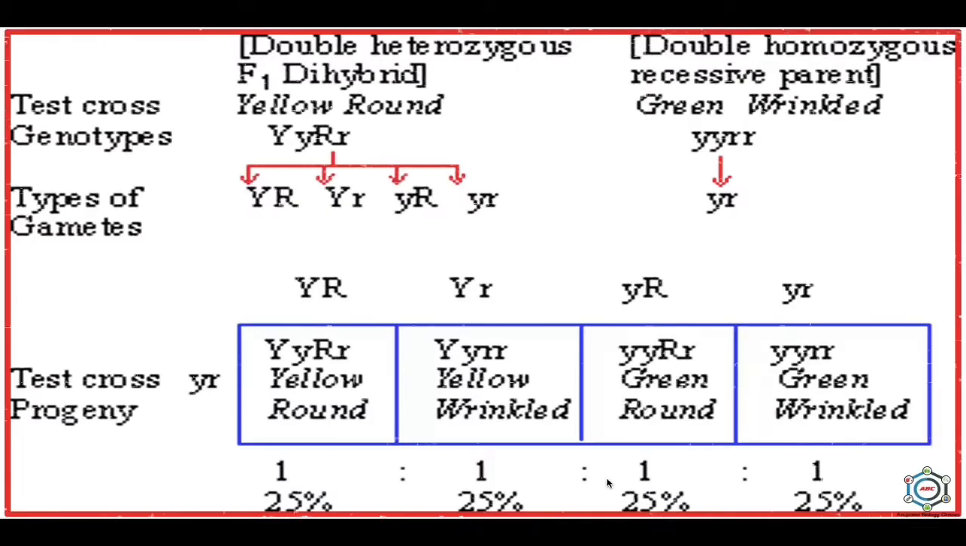Here it shows a dihybrid test cross. So if an F1 individual, that is capital Y small y capital R small r, is crossed with a homozygous recessive parent, that is green wrinkled, then in the F2 progeny, in place of 9:3:3:1, 1:1:1:1 will be formed. It means 25% yellow round, 25% yellow wrinkled, 25% green round and 25% green wrinkled will be formed. That means the ratio is 1:1:1:1.